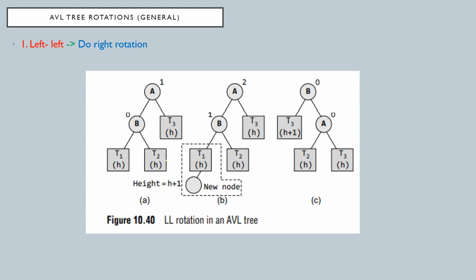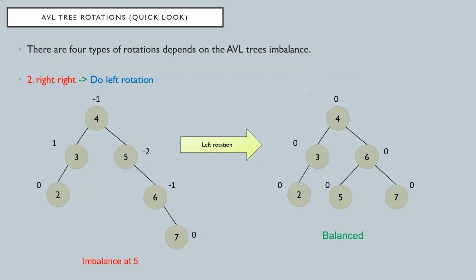So this is just a general case. It shows that when you are inserting a new node into the corresponding tree, some balance factor will become invalid. So you must perform a right rotation if it is in left-left manner. So it will be like this. It's just a general case.